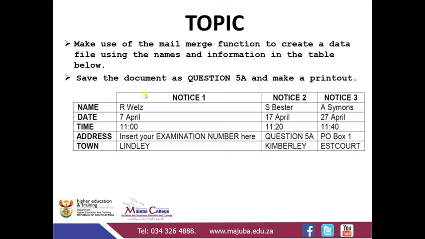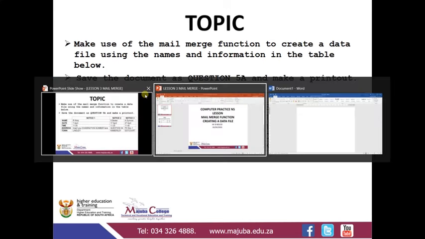The question says: make use of the mail merge function to create a data file using the names and the information in the table below. We are given a table with the details of the data file that we need to create. Then we are asked to save the document as question 5A and make a printout of this. So let us jump straight to it.